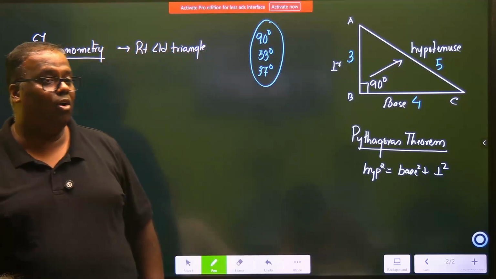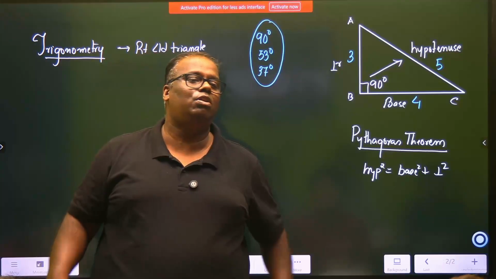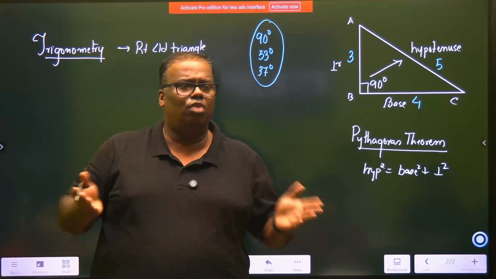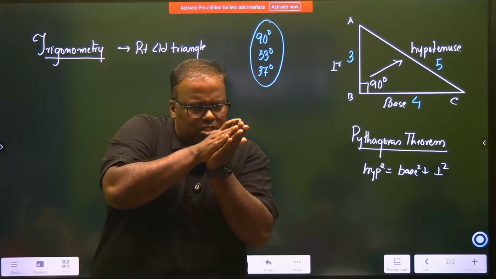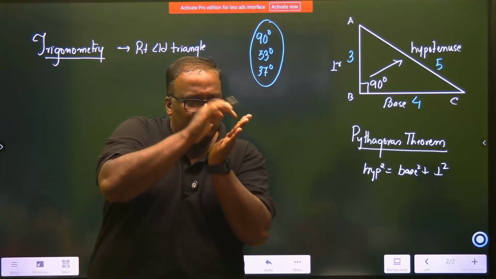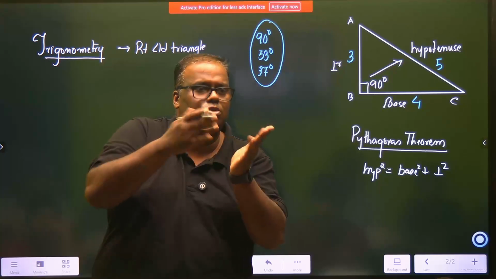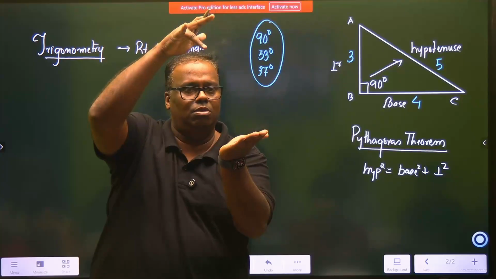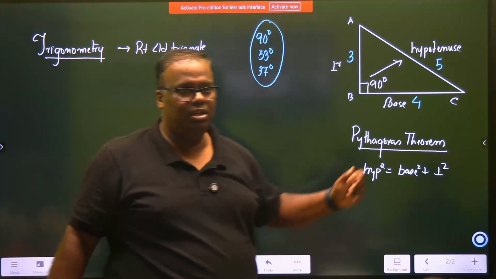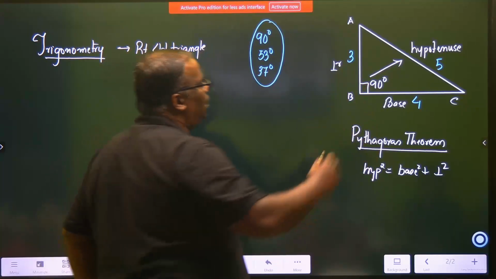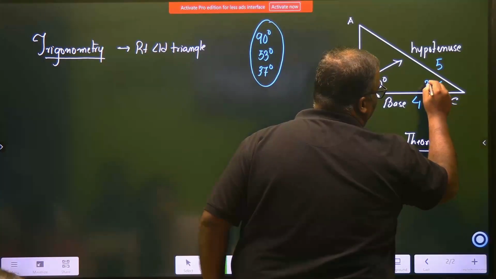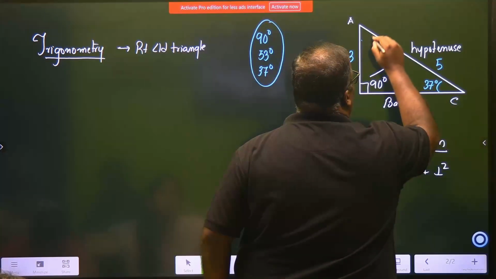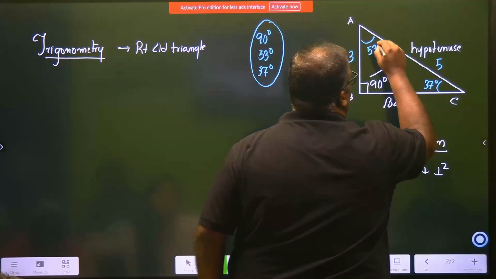The angle opposite to a smaller side is always smaller in size. Obviously, if a crocodile opens its mouth by a small angle, the jaws will open by a small angle. Now, suppose the crocodile has to eat me, it will open up a bigger angle, so this side will be bigger. So which is the smaller side? 3 is the smaller side. So the angle opposite to 3 will always be 37 degrees and this will be 53 degrees.